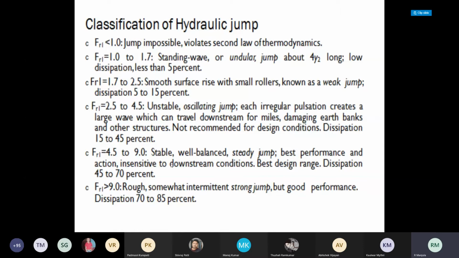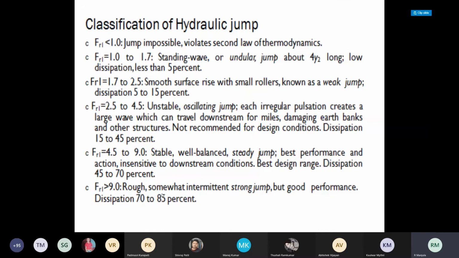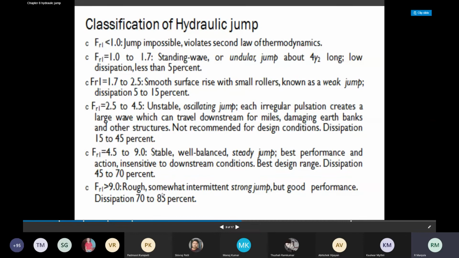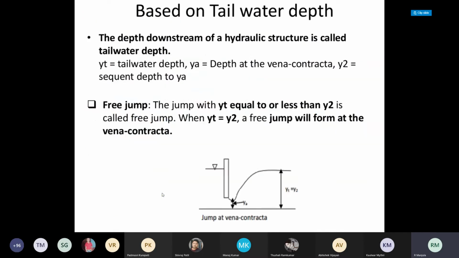And when the Froude number is more than 9, it is called somewhat rough, and you can say it is an intermittent strong jump. But if you are considering the performance of the jump, performance wise it is good, and you can have energy dissipation of 70 to 85%.